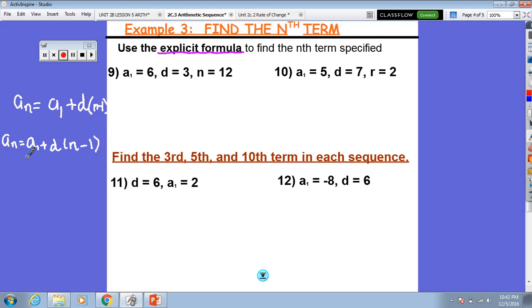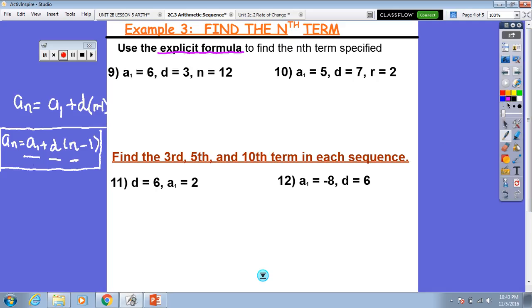You will be filling in a number for a1, d, and n if they give you the n. If they don't give you the n, you will simplify what you have, which means you will still have an n in your formula. So this is what we're going for. This is what we're using for the explicit formula. Remember, this is the shortcut to find any term that you want to find in the pattern.